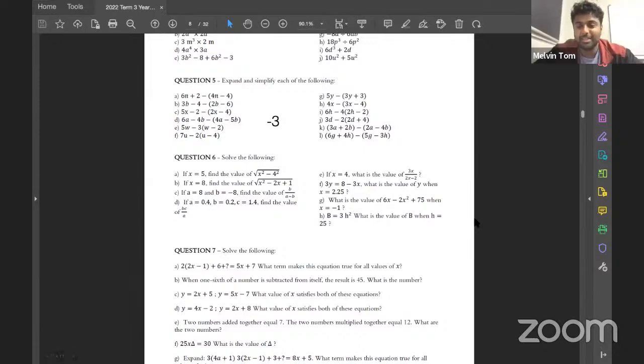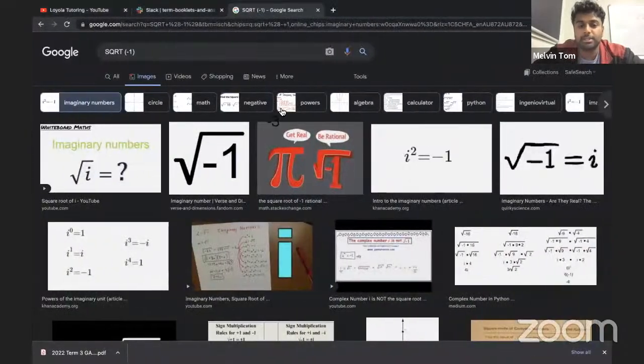Awesome. Now, here's the problem. How can you square root a negative number? Because a negative number multiplied by itself will give you a positive number. So there's no way you can square root a negative number, because what number multiplied by itself can give you a negative number? And that's why mathematicians invented imaginary numbers.